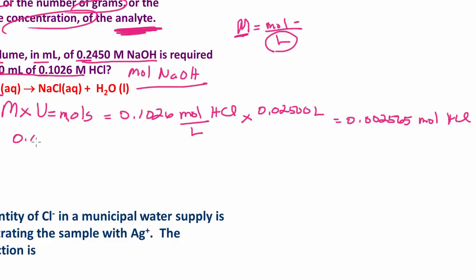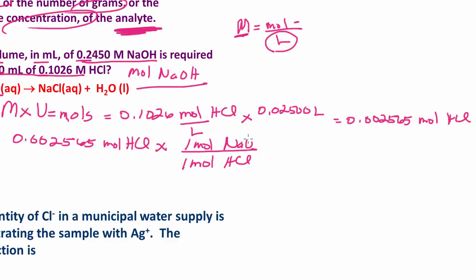So we have 0.002565 moles of HCl. See, we use the equation stoichiometry. From that, 1 mole of HCl reacts with 1 mole of sodium hydroxide. So because of the 1-to-1 ratio, what we have is 0.002565 moles of sodium hydroxide reacts.